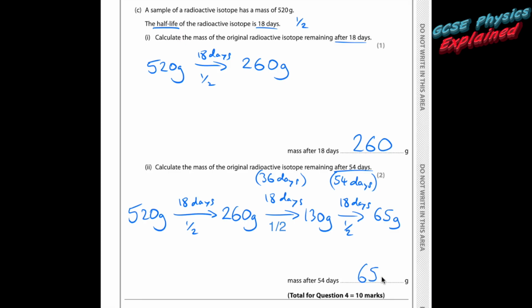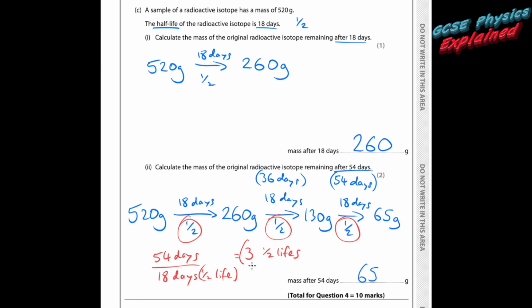And that's exactly how I would set it out. And if they do ask, how many half-lives was that? It was 1, 2, 3 half-lives. So if you did 54 days divided by 18 days, which was the half-life, that tells you that there was 3 half-lives.